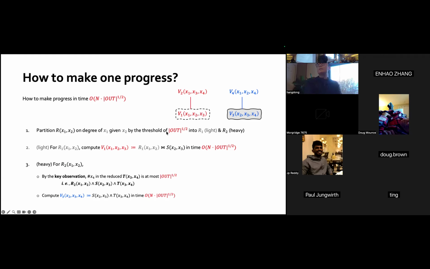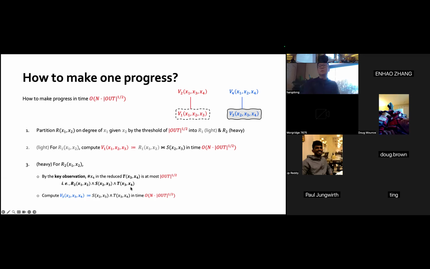The other part is, what if this is heavy? If this is heavy, I skipped this observation here, but I'm just going to tell you the conclusion of that: if R is heavy, then you are looking at this query, right? R2 means the heavy x2 values. And then after running Yannakakis style semi-join, you can show that the number of distinct x2s are bounded by square root of out.